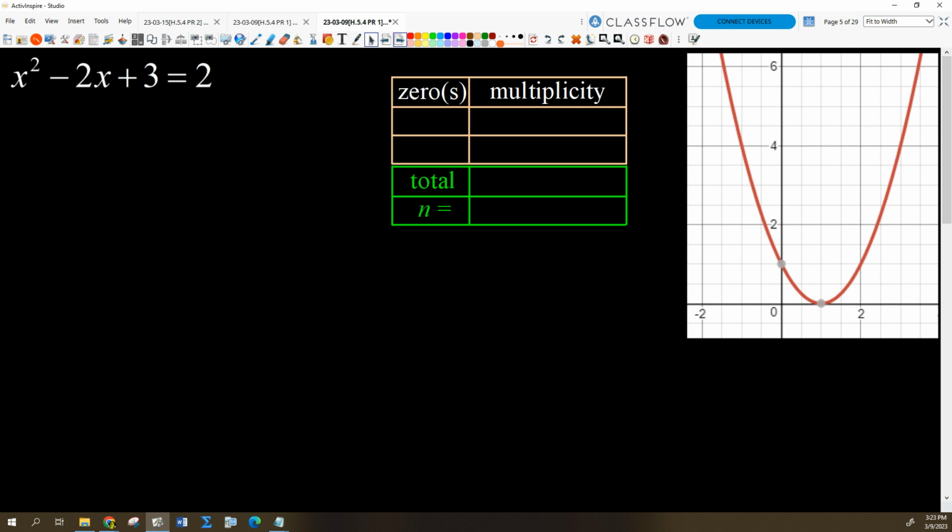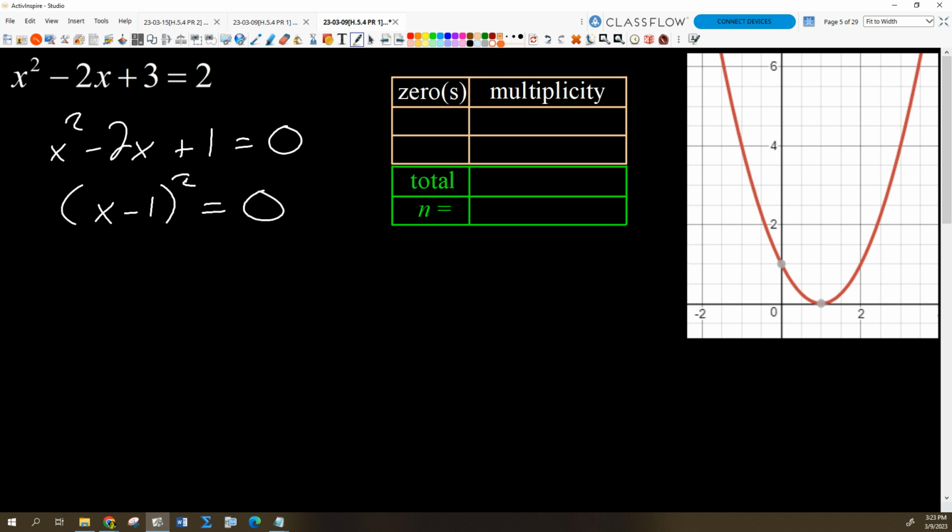First step, standard form, so subtract 2. If I subtract 2, I get x squared minus 2x plus 1 equals 0. Is a factor? What are my magic numbers? -1 and -1. So how would I write that? x minus 1 squared equals 0. Okay, all right. So how would I solve that?